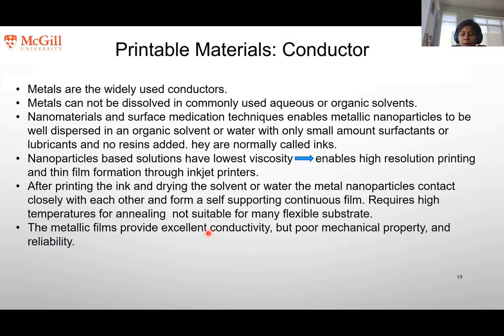Okay, so we talked quite a bit about substrate. The next thing I wanted to talk about is conductor.